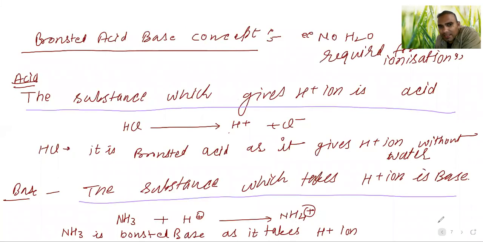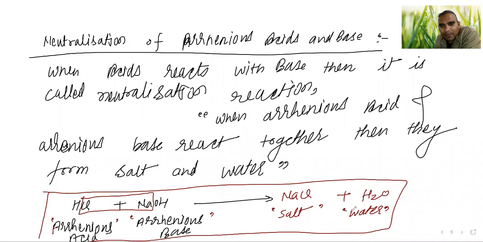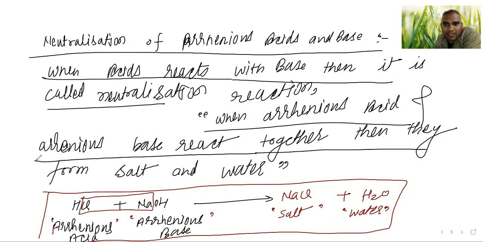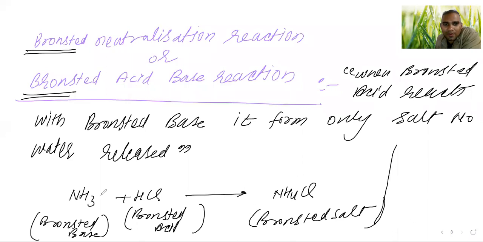Yes, Arrhenius case. Here you see what happened. When acid reacts with base, it is called neutralization. When an Arrhenius acid reacts with an Arrhenius base, they form salt plus water. But here they are saying no water. Where will it form? There is no oxygen there, so how can we form water without oxygen?